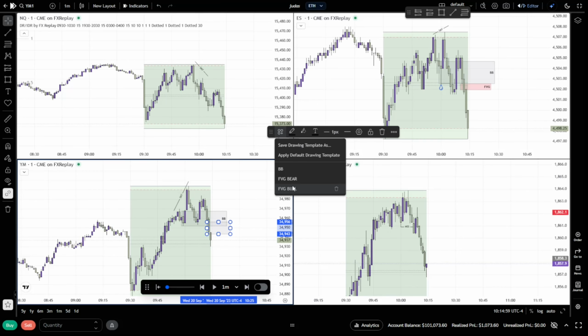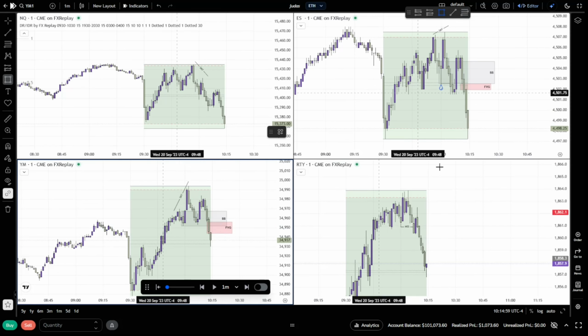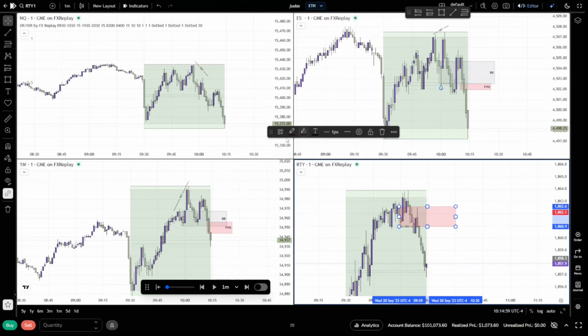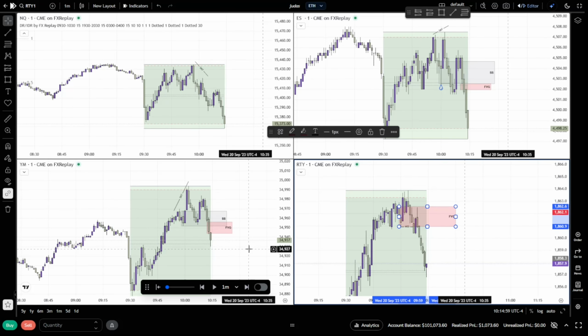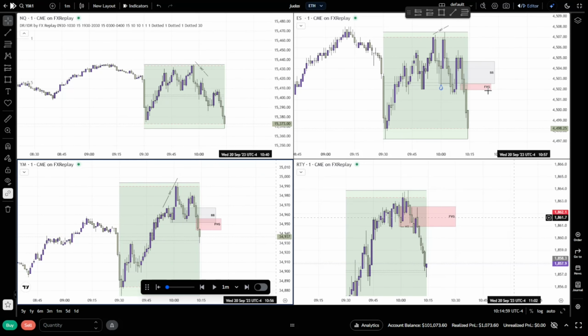So ES and YM gave us breakers and FEGs, whereas R2I gave us the breaker, but there's no FEG within the breaker. The breaker is below the FEG. The FEG is below the breaker. So we don't use that. So we can set our sell limit.